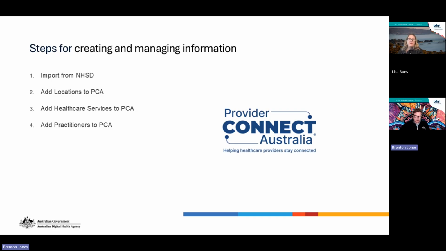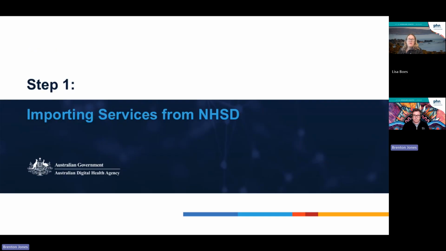So what you're doing is taking what's already out there in the public domain, pulling it, and then pushing it. So add locations to PCA, add healthcare services, and add practitioners is what we're going to go through. So first step, importing services, if this applies to you.